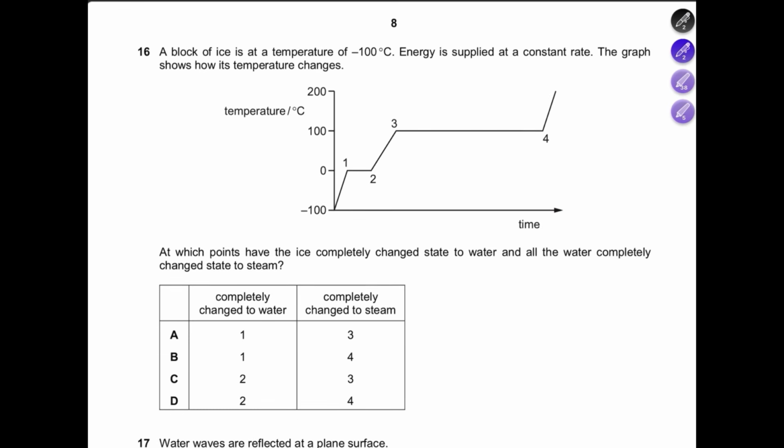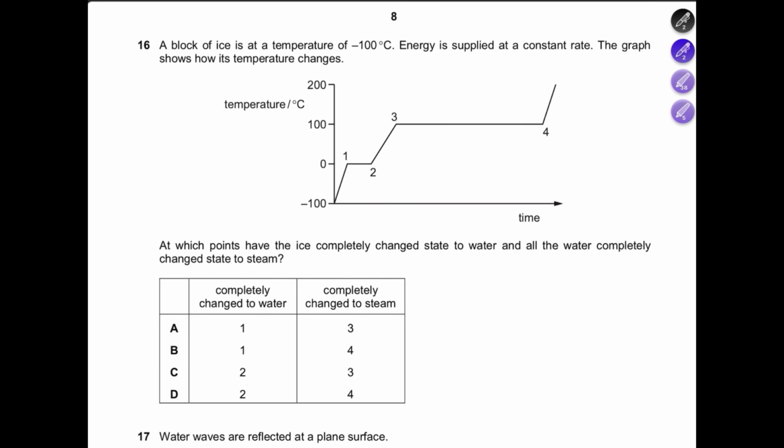Next, a block of ice is at a temperature of negative 100 degrees Celsius initially. Energy is applied at constant rate. The graph shows how its temperature changes. At which points have the ice completely changed state to water, and all the water has completely changed to steam. Okay, so you have to say at which point it changed to water and at which point it changed to steam.